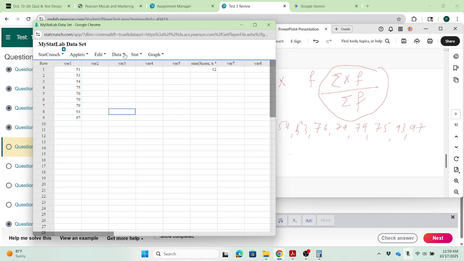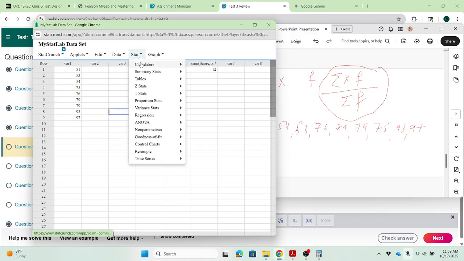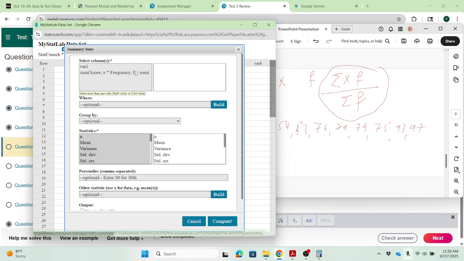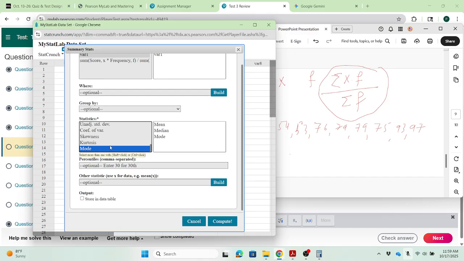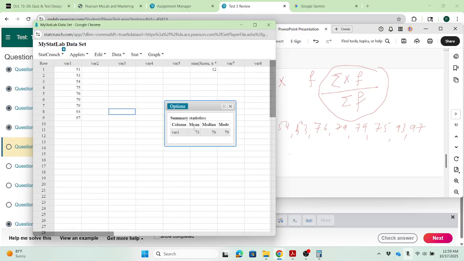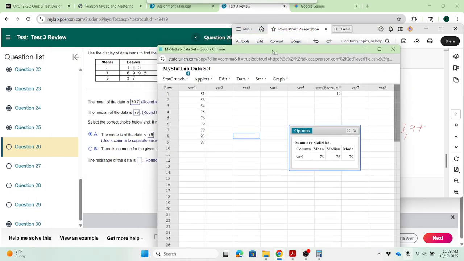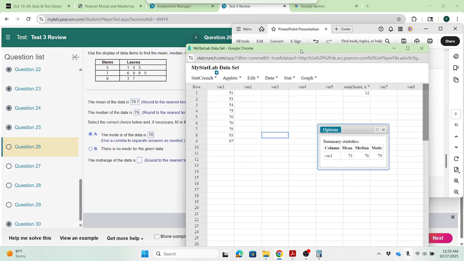Out of this sorted data, now I can go to the stat, and I can go to the summary stat, and I can select the column, the variable 1, and I can find all the things like mean. I can select that, control, select the median, and then what else? Mode, if there is a mode, I don't know. And then it's going to compute for me. It's a 73 is the mean.